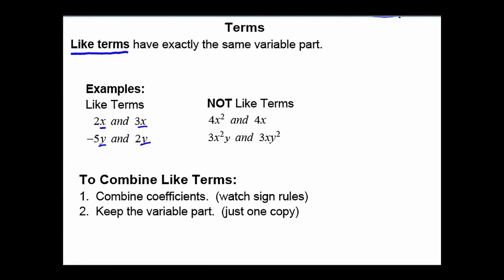To combine like terms, we're going to combine the coefficients, watching your sign rules. If you have like signs, add, keep the sign. Different signs, subtract, sign of the larger. Then we will keep the variable part, just one copy of the variable.